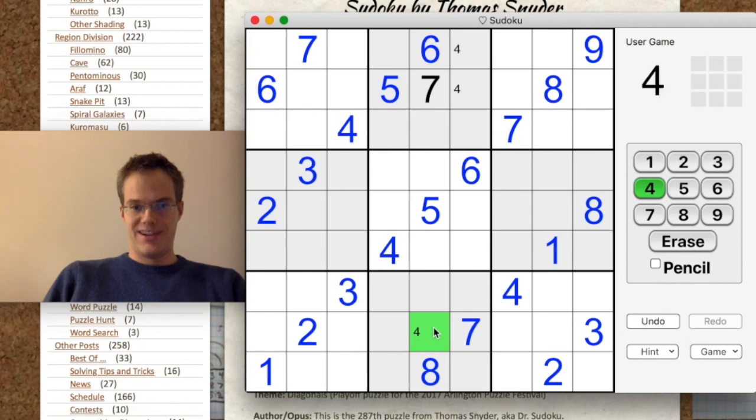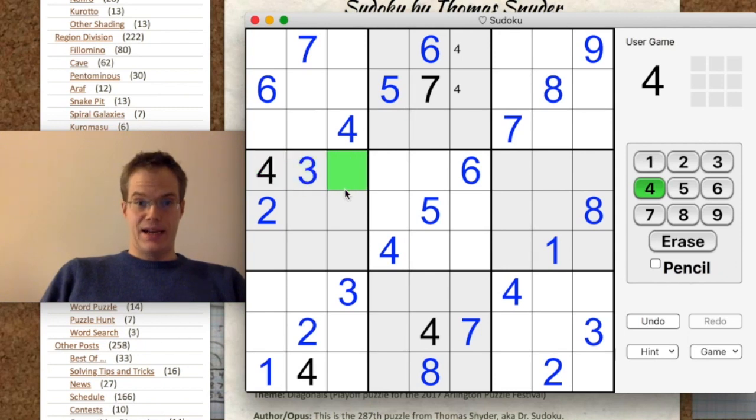Right, let's try that again. Here, looking across to the left, because we've got the four here, we can come across, place one here. Again, looking up now, you can see that's ruled out, that's ruled out, so we can place another four here.